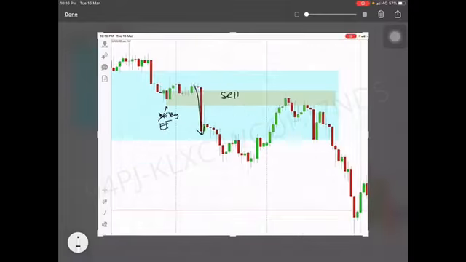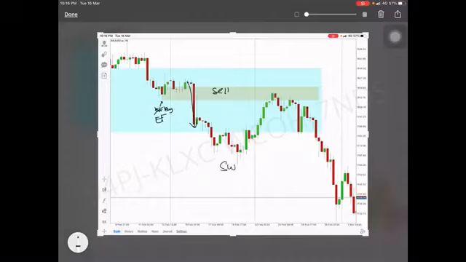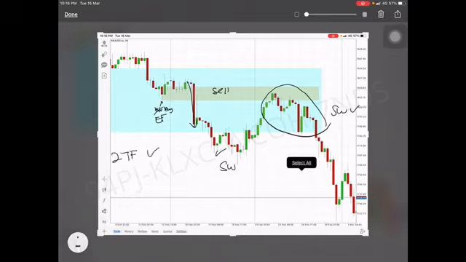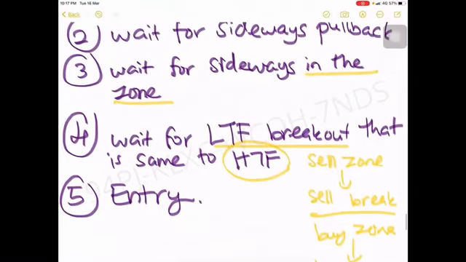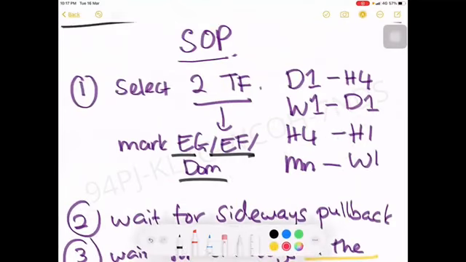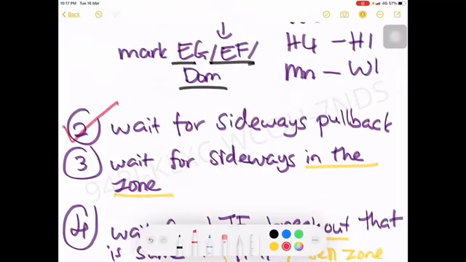Okay. So this is a sideways pullback. And there is a sideways inside of the zone. So now look at this part. You have marked 2. You have used 2 time frames. Sideways pullback. Sideways in the zone. Now what are you looking for? The number 4. You found this one, right? You have also found this one, sideways pullback, and you have sideways in the zone.